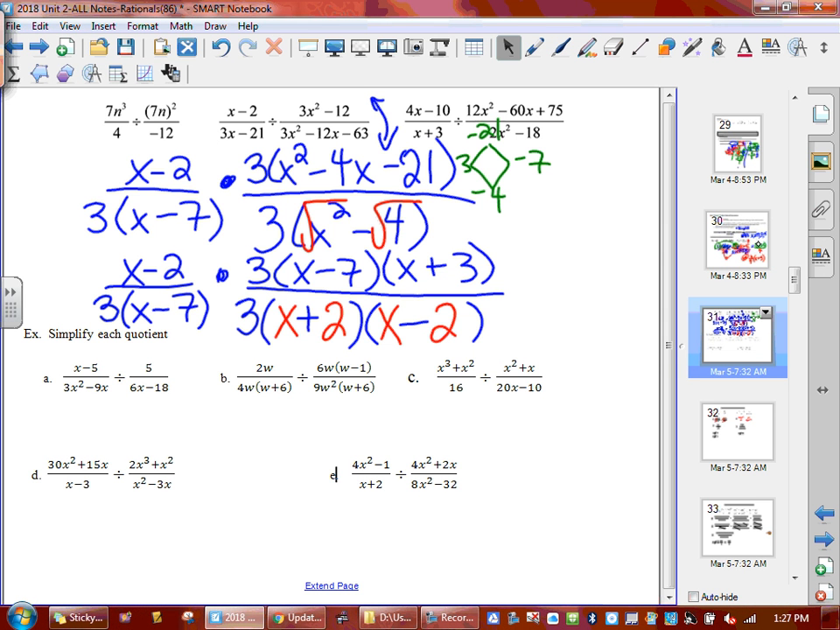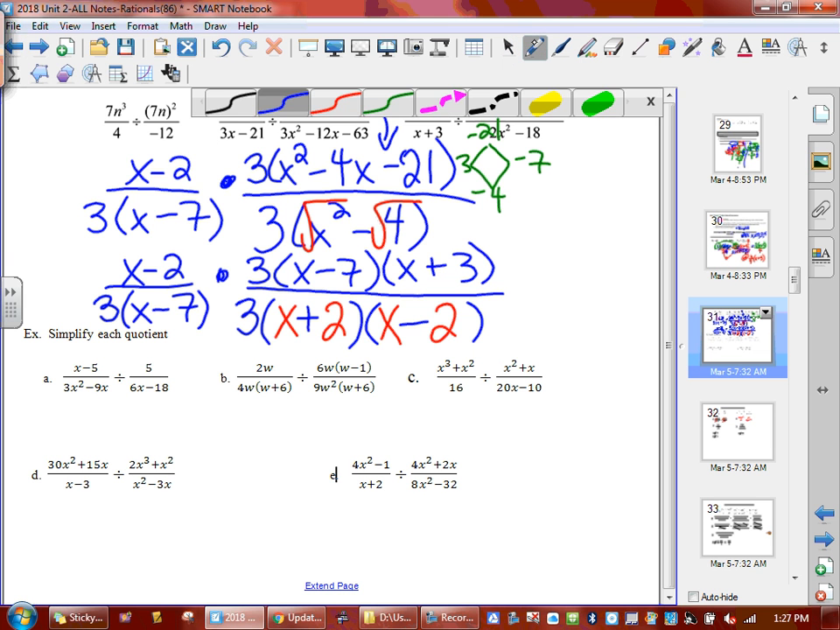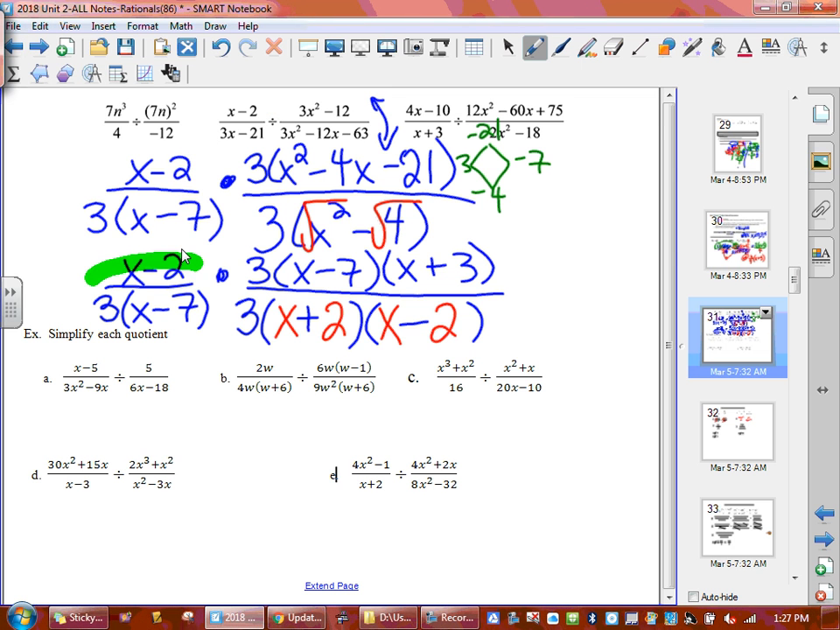We do non-permissibles from everybody except the top left. Okay, top left we don't use. Everybody else gets non-permissible. So we're going to say x cannot be. Okay, bottom left, 7. Bottom right and left, right here, plus and minus 2. Okay, on the top, 7 again. What about this guy? -3. So x can't be 7, plus and minus 2, and -3.